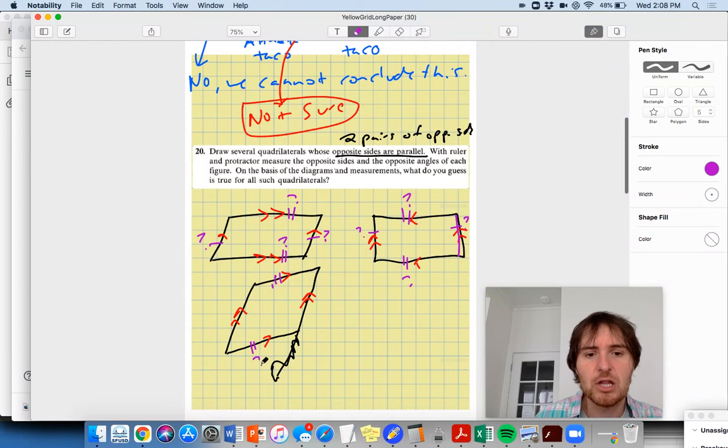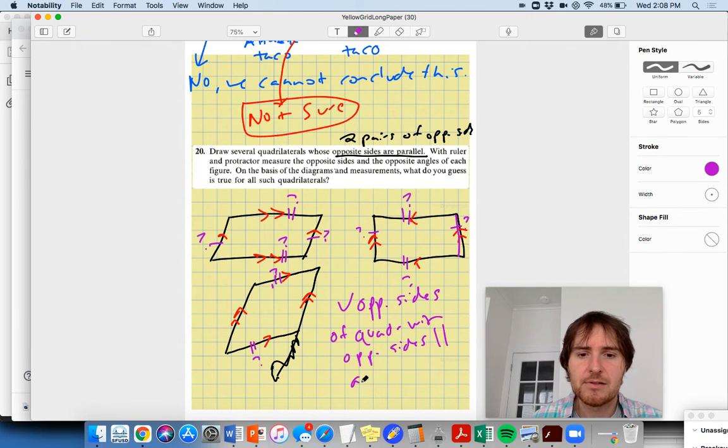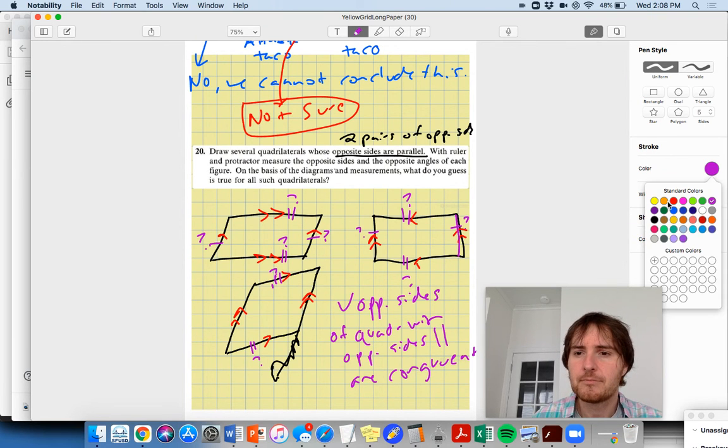These look the same. Okay, so it appears to us from the naked eye that opposite sides of a quadrilateral, so we haven't defined a parallelogram, of a quadrilateral with opposite sides parallel, we're guessing that they are congruent to one another, right? Those opposite sides are congruent. Okay, what about the angles?